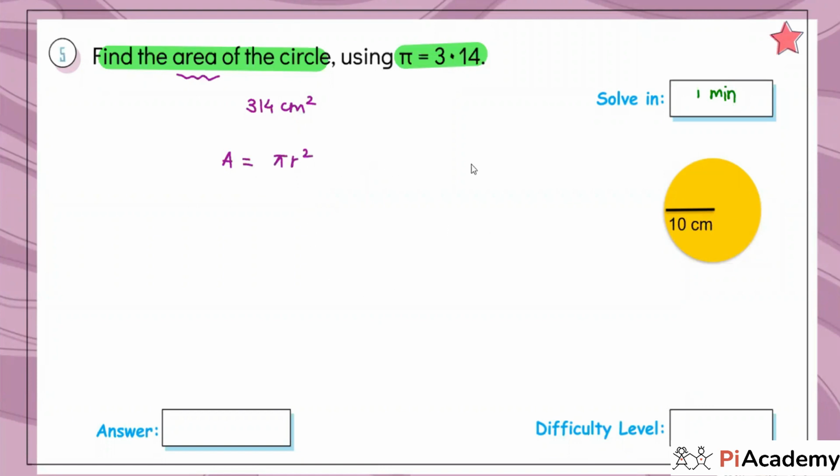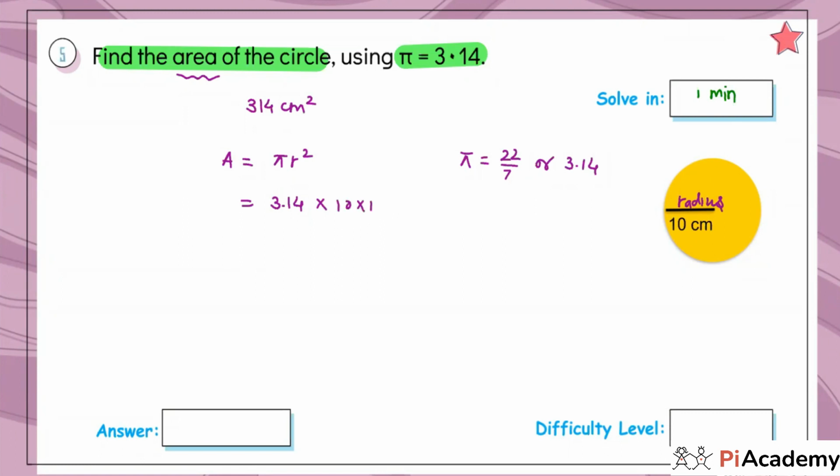If the pi value is not given to you, then we have various values for pi. Either you can select 22/7, and if any value is given, you can use it. Or else you can use any one of these. Fine. So for this question, they told you to use 3.14. So use it, and then r square. And as you know, r means what? Radius. So the radius is given to you, that is 10 centimeters.